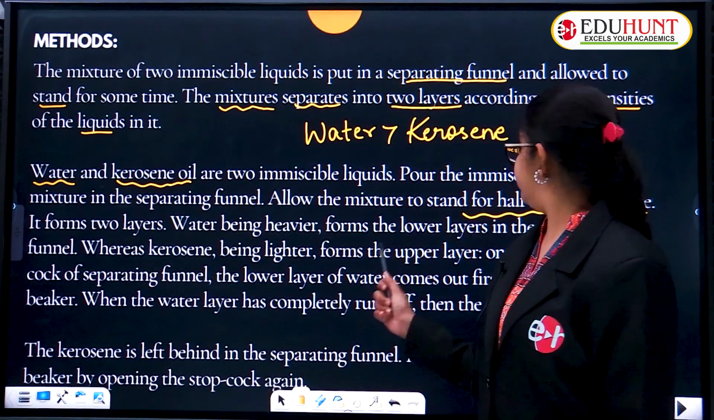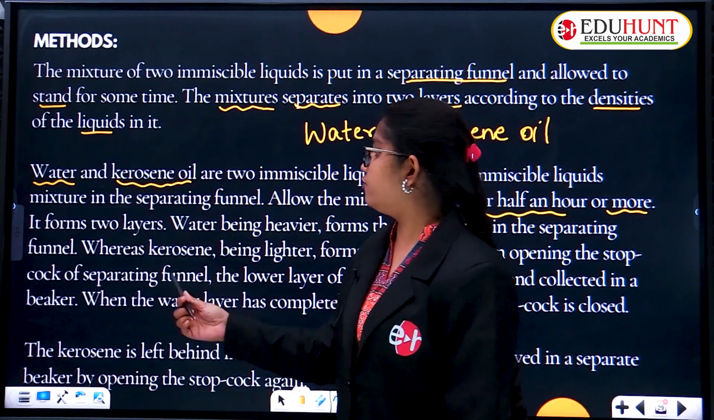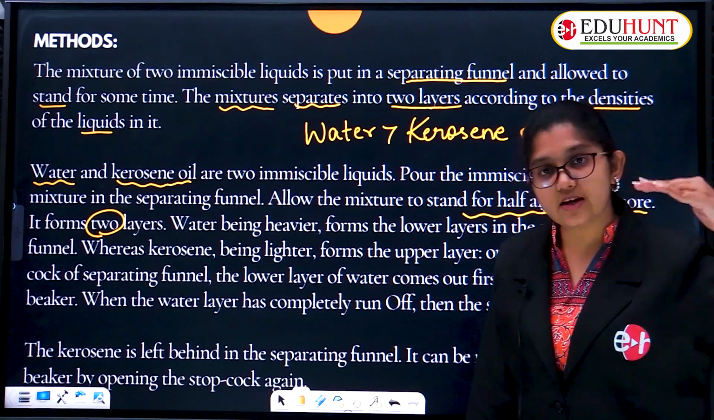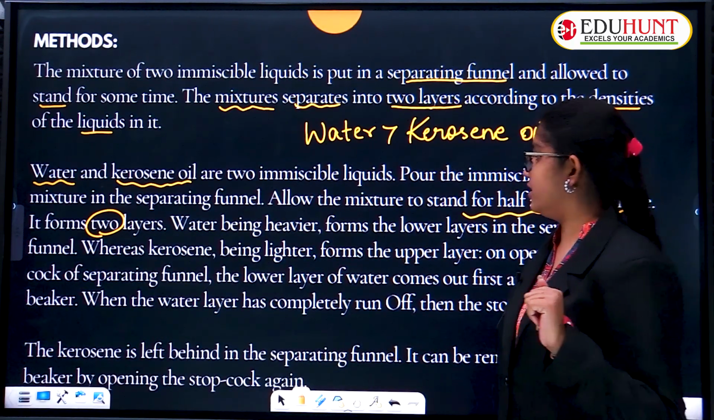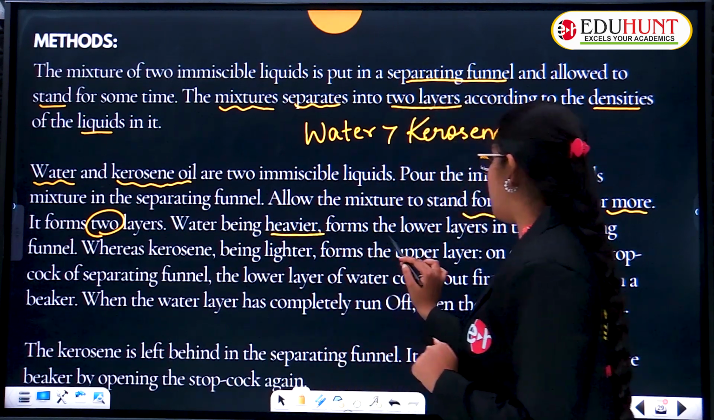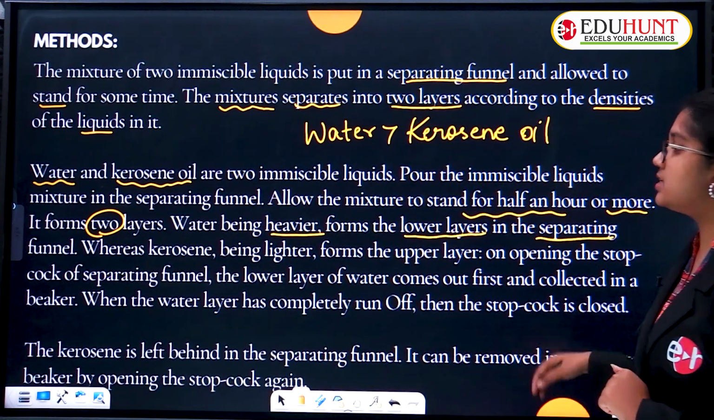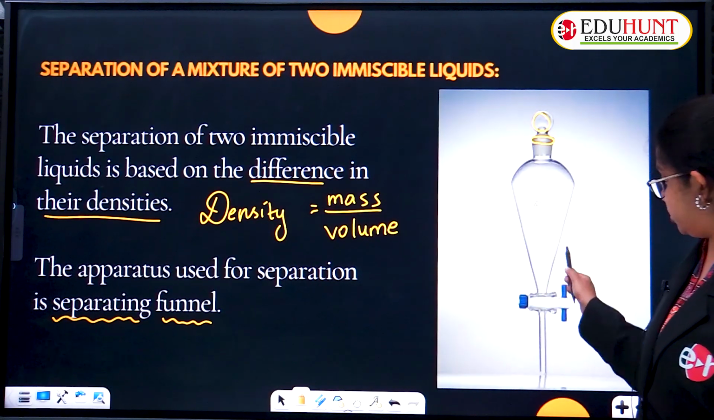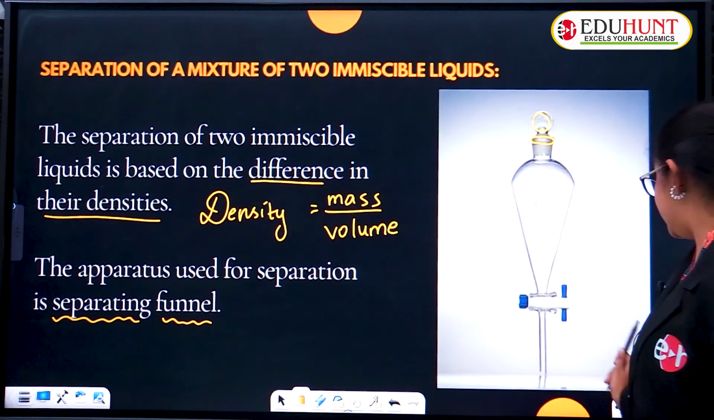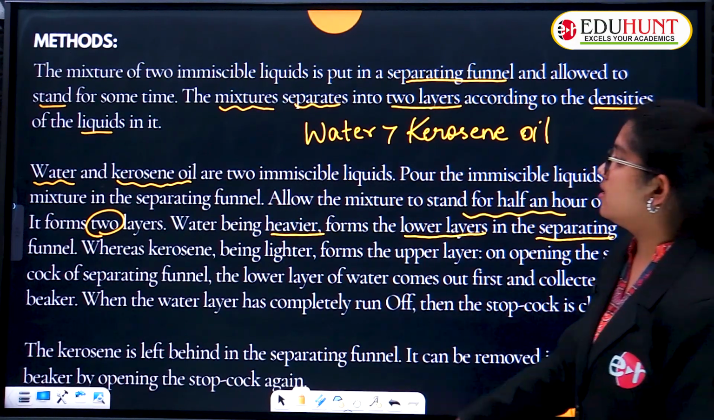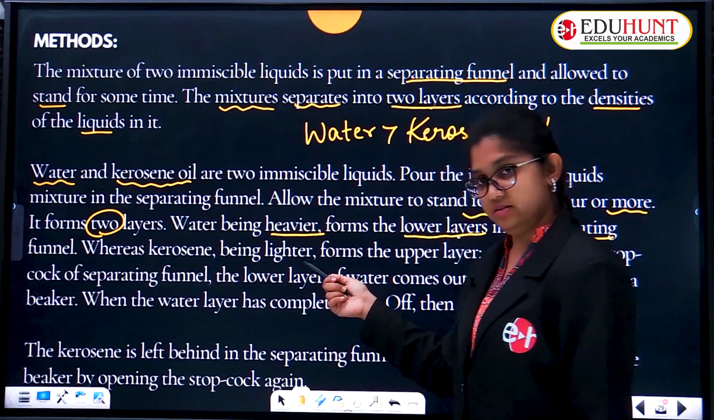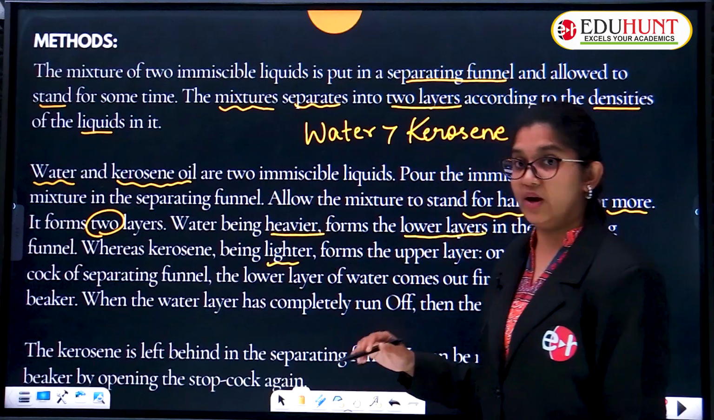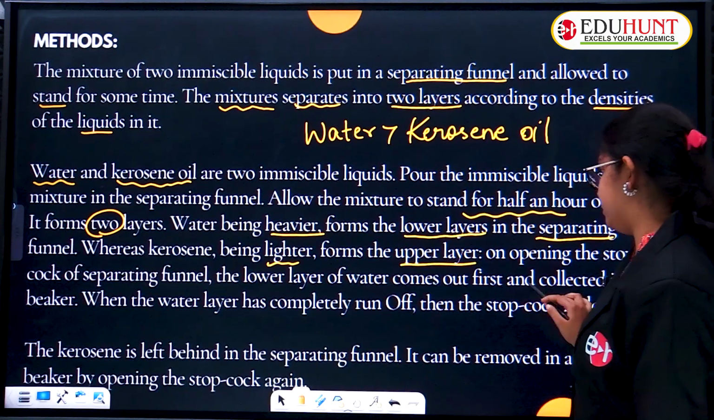Done. Now, after half an hour or more, how many layers does it form, children? Two layers. What is the first layer? The top is kerosene oil and the lower one is water. Very good. Water being heavier forms the lower layer in the separating funnel. The lower layer is occupied by water and the upper layer by kerosene oil, because kerosene has lighter density. Being lighter in weight, it forms the upper layer.